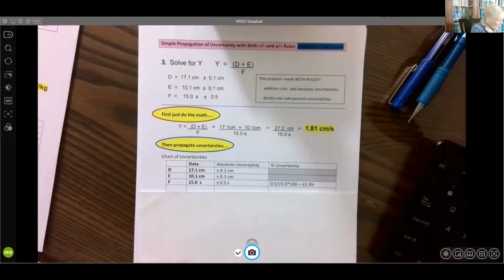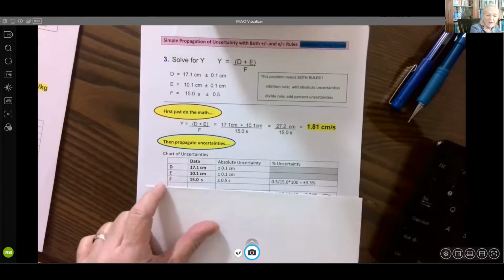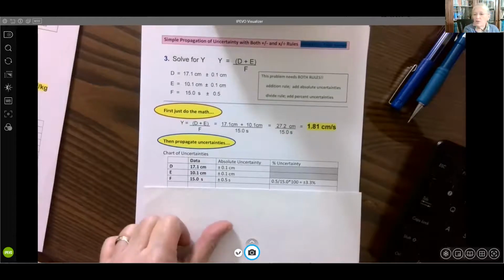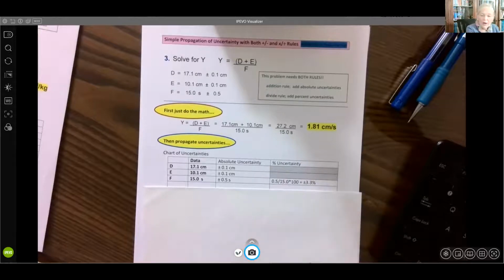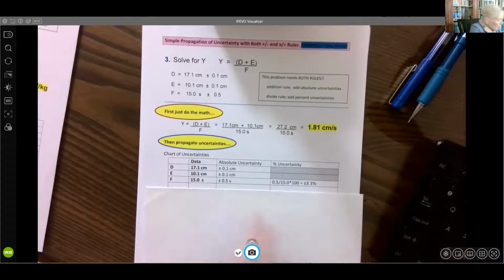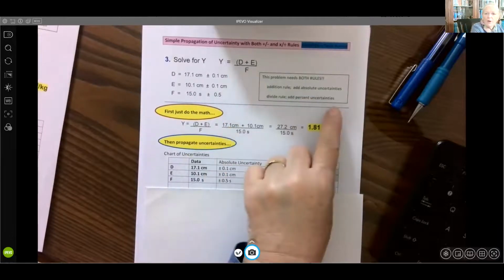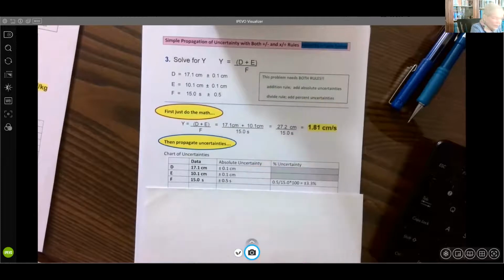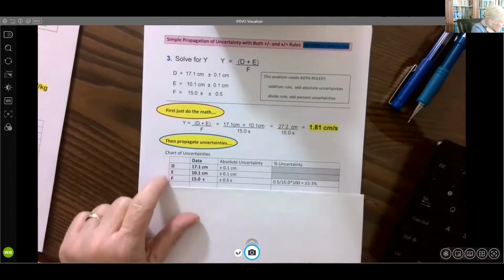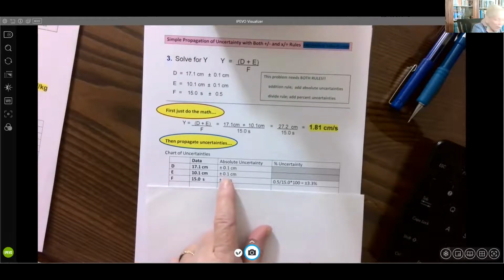I'm going to stop right here and talk to you about the pieces of data, D, E, and F. This is the insight that you need to acquire. Normally, this is not grayed out. You would have that as a decision you have to make. Look at D and E up here. You're adding them. Adding requires that you use absolute uncertainties. So when I write the data's D and E, I am very interested in the absolute uncertainties.